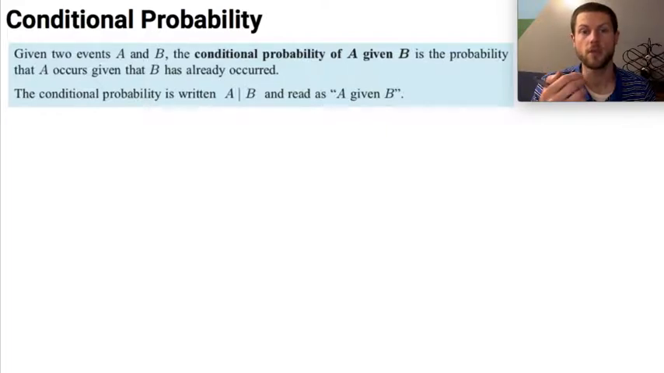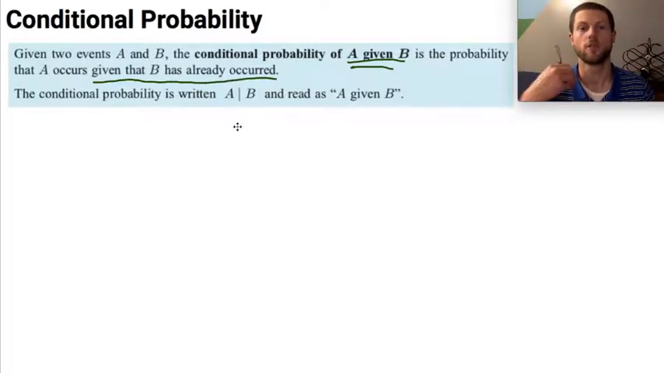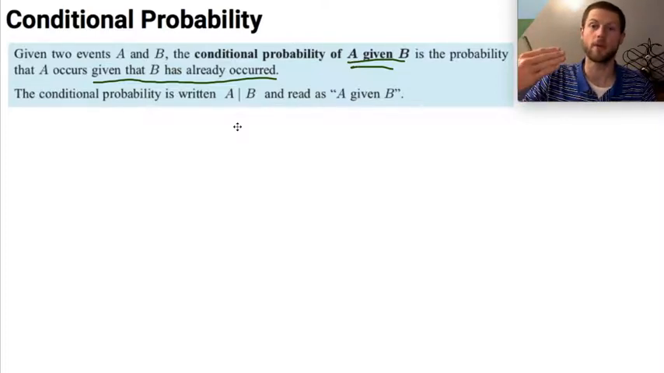So given two events A and B, the conditional probability of A given B, and this is kind of where it gets tricky with the vocabulary, is the probability that the event A occurs given that B has already occurred. So this just means that A can be affected by the probability of B already occurring. Not always, but what is important is the chronology of these events. When it says A given B, that means B happened. What's the probability of A then happening after that?